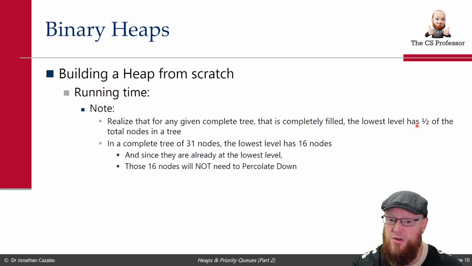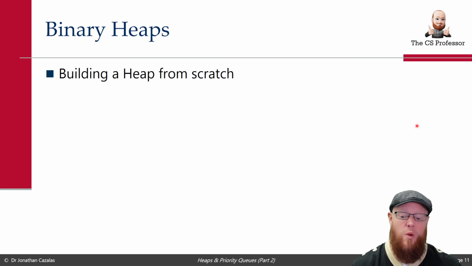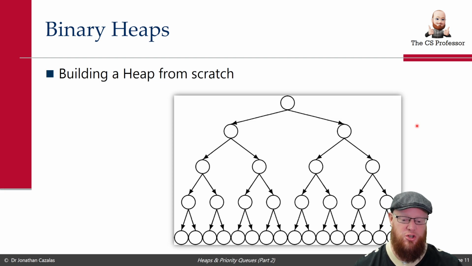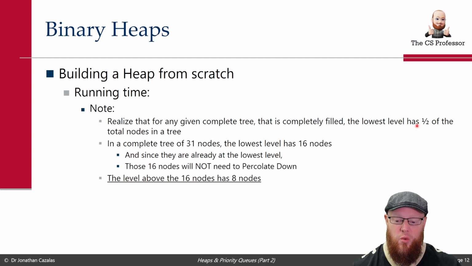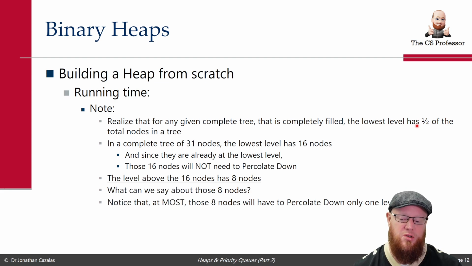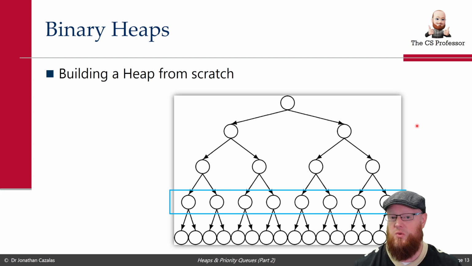Well, those half of the nodes don't need to percolate down at all, because they're already at the lowest level. Think about this tree here. This is a tree with 31 nodes, and 16 are at that lowest level. Those 16 are already at the lowest level, so they don't have to percolate down at all. Now we want to look at the level above that. The level above the 16 nodes has 8 nodes. What can we say about these 8 nodes? We can say that if they're out of position, worst scenario, they need to do 1 percolate down.